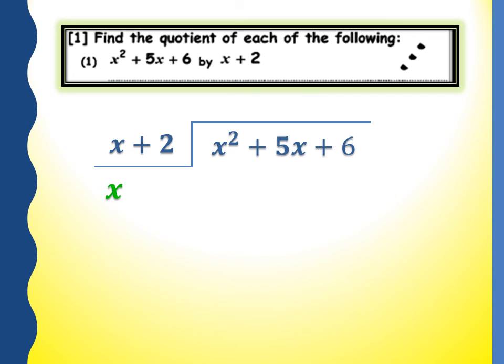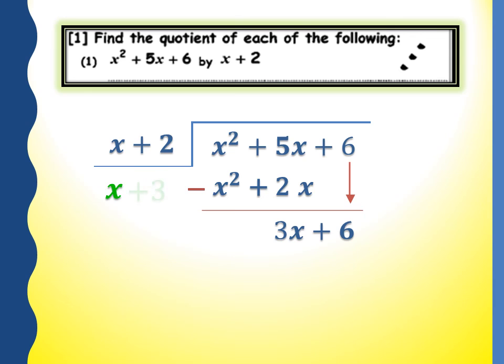Multiply this x by the terms of the divisor, x squared plus 2x, and line up the like terms. Subtract and bring down. Repeat again. Divide first term by first term. 3x divided by x gives me 3. Multiply 3 times x and 3 times 2, 3x plus 6. Subtract. Here I have finished my division operation. The quotient is x plus 3.